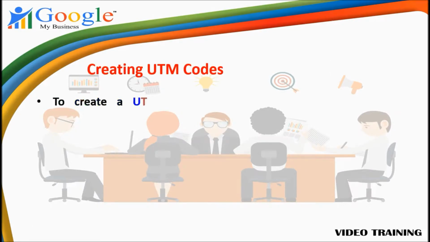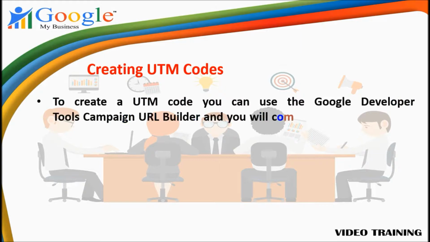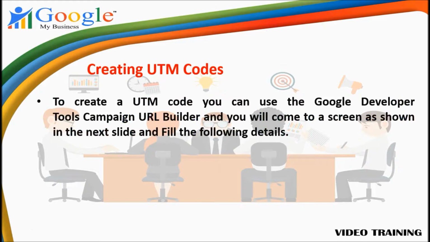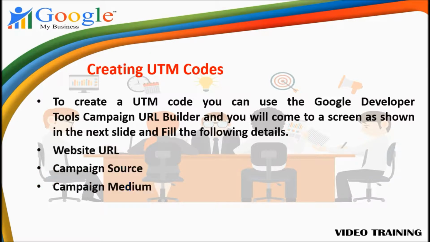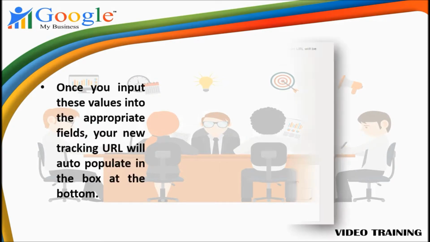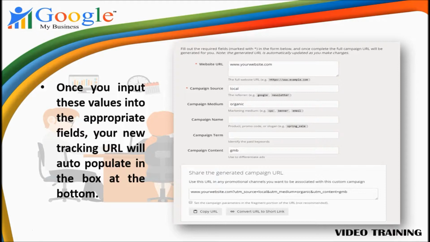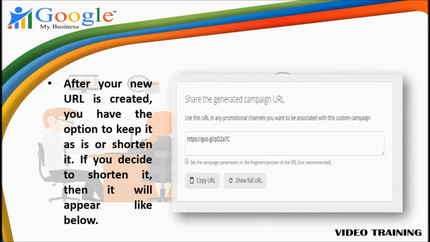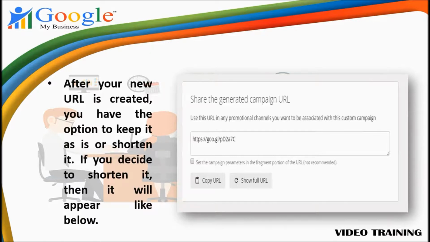Creating the UTM codes. To create a UTM code, you can use the Google Developer Tools Campaign URL Builder, and you'll come to a screen as shown in the next slide and fill in the following details: the website URL, campaign source, campaign medium, the campaign content. Once you input these values into the appropriate fields, your new tracking URL will auto-populate in the box at the bottom. After your new URL is created, you have the option to keep it as it is or shorten it. If you decide to shorten it, then it will appear like it does below.